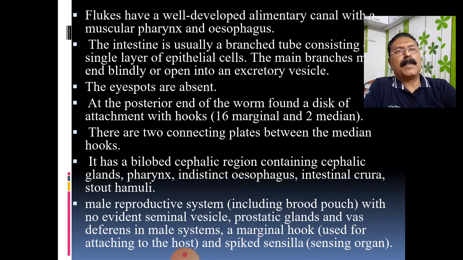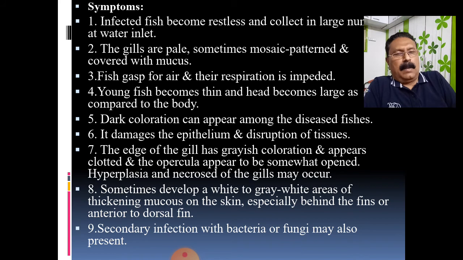When you talk about the symptoms, I told you that both Dactylogyrus and Gyrodactylus are trematodes. These are monogenetic trematodes found in fishes, in marine water, brackish water as well as fresh water. They belong to the same group, Trematoda. Therefore, the same types of symptoms as Dactylogyrus have also been reported in the infection of Gyrodactylus.